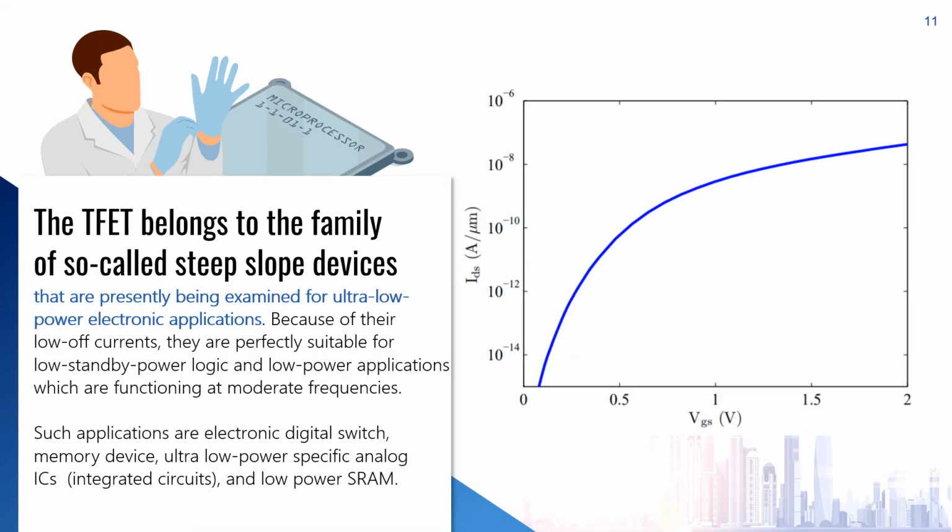The tunneling field effect transistor belongs to the family of so-called steep-slope devices that are presently being examined for ultra-low power electronic applications. Because of their low off currents, they are perfectly suitable for low standby power logic and low power applications, which are functioning at moderate frequencies. Such applications are electronic digital switch, memory device, ultra-low power specific analog integrated circuits, and low power SRAM.